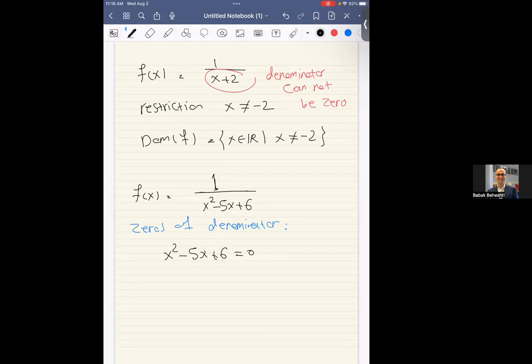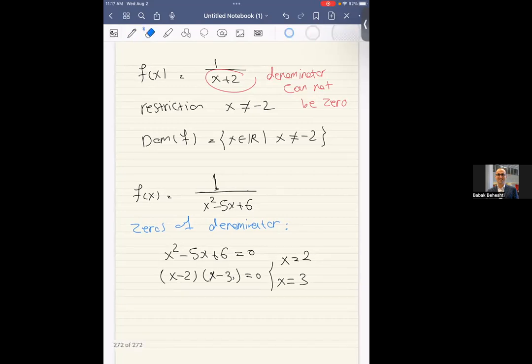2 and 3. Once you find them, you have to exclude them from the domain. So x squared minus 5x plus 6, as you said, is x minus 2 times x minus 3. So there are 2 zeros, x equal to 2, x equal to 3, and then you exclude them from the domain. That's right.